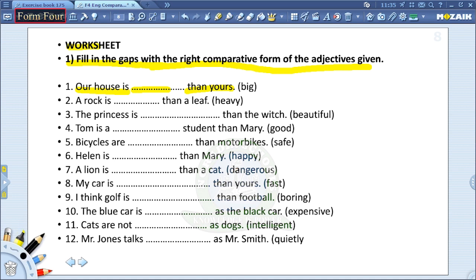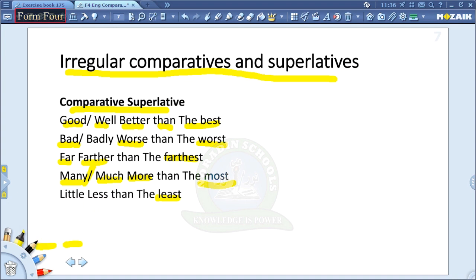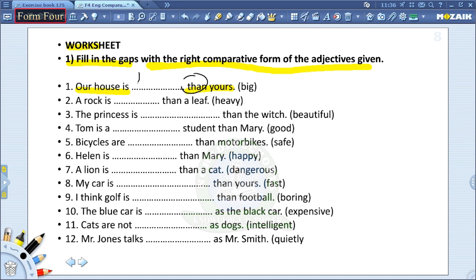What about this one? Biggest or bigger? This is bigger. The reason is we have then. If you have then, you need to use the comparative, not superlative or positive. So our house is bigger than yours. Our house is bigger than yours. Bigger.